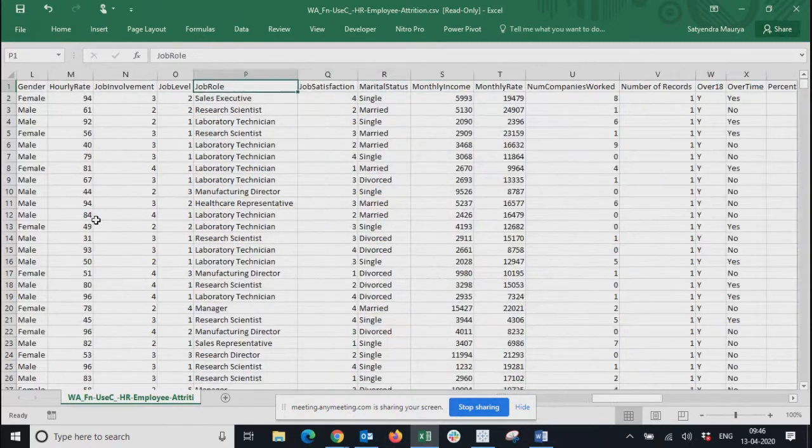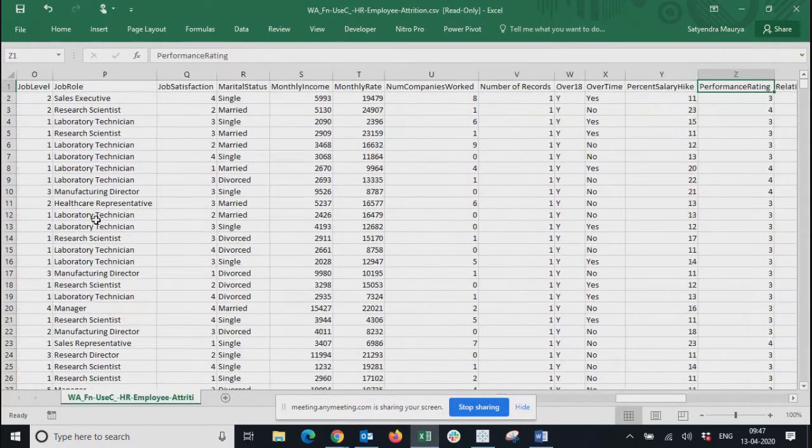There could be scenarios like when a person is highly involved but is not satisfied. Okay, so those types of combinations are there in the data. Monthly income, monthly rate, number of companies they worked. So there could be a possibility that a person switches jobs very often, right? So you can identify that crowd as well. The number of records over 18. Okay, so this is again related to age. Overtime is possible for them or not.